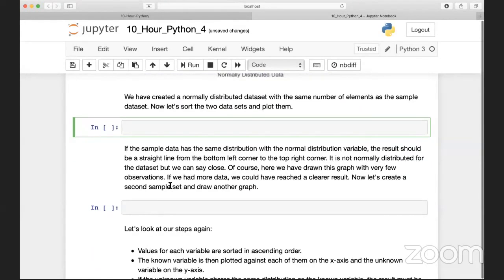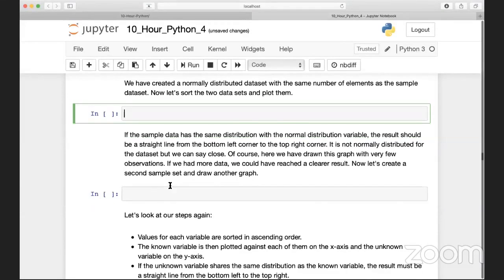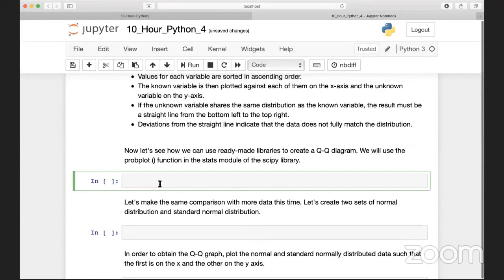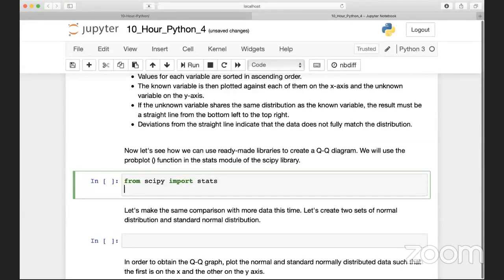Check if the data is normally distributed or not. Again, but this time I will use the built-in function of QQ plot. I will do that here, okay? From SciPy import stats. Stats in SciPy includes some useful tools. You will see that the QQ plot is coming from stats as well.